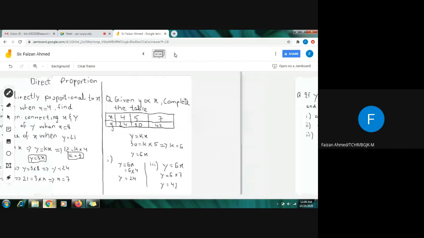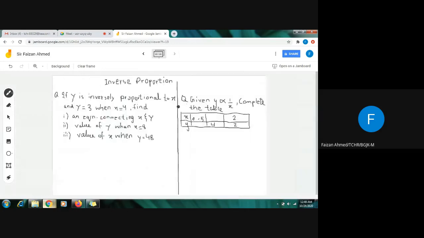The same strategy applies to the inverse proportion question. The same types of questions are also there. Two types of questions. The first one is the statement based question, and the next one is the table based question. The strategy is exactly the same. First, I have to make an equation. Since it has been given that y is inversely proportional to x, I will write it like this, inversely proportional to x. And I know that when this sign of proportionality is removed, I will get an equation which looks like y equals k upon x.